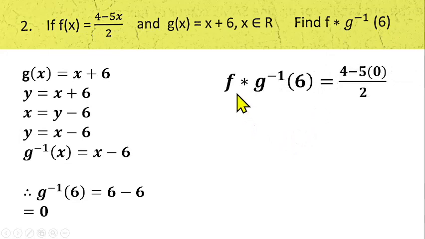So therefore f of g inverse of 6 will now be, you put your answer, which is for g inverse of 6, into your f of x. So whenever you see x, you put 0. So you'll be having 4 minus 5 times 0 over 2. We simplify that further, you have 5 times 0 is 0, so you have 4 over 2, and that should give us 2. That is for question number 2.